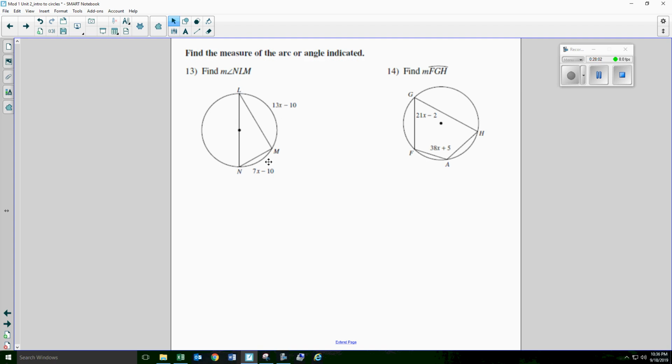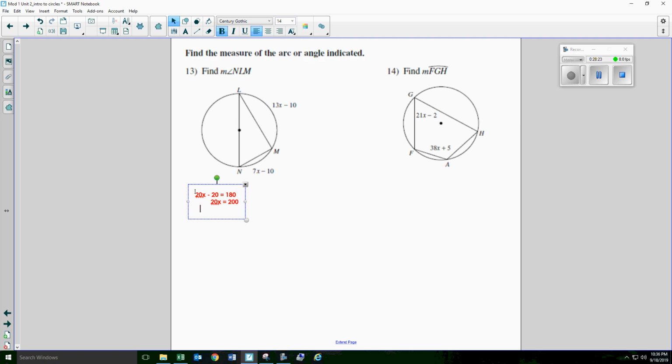So that means this arc plus this arc has to add to 180. I'm just going to combine like terms right now. 13x plus 7x is 20x. Minus 10 and minus 10 is minus 20 equals 180 degrees, the semicircle. Now we do the addition property of equality because we're adding 20 across each side.